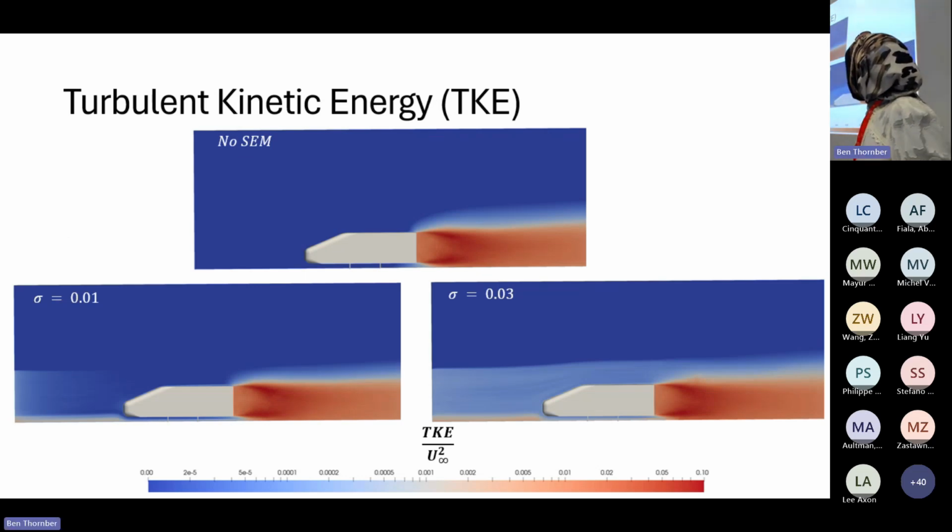Then if we look at the turbulent kinetic energy, we can see clearly that in the case where we have sigma of 0.01, in the bottom left, there is turbulence coming from the inlet, but it's dying before reaching the wake. While this is not the case for sigma equal to 0.03, we can see that there is turbulent kinetic energy being developed and some interaction with the wake downstream.